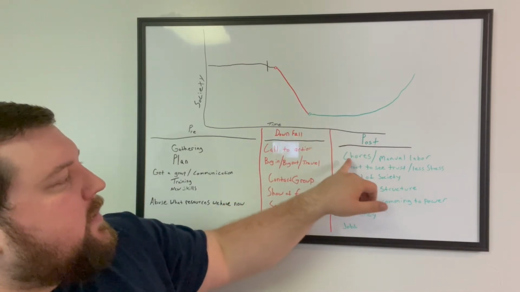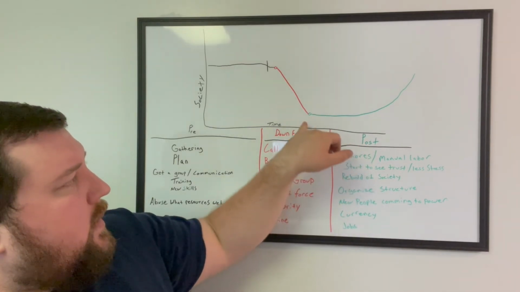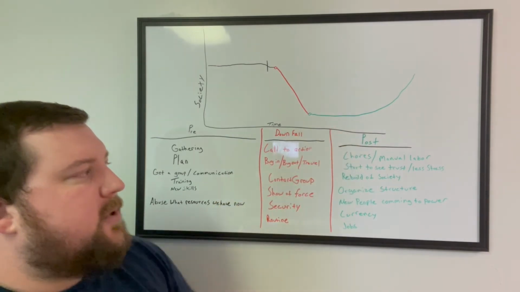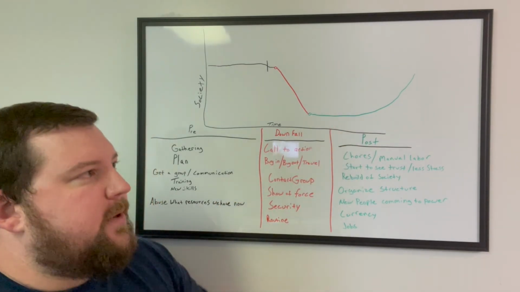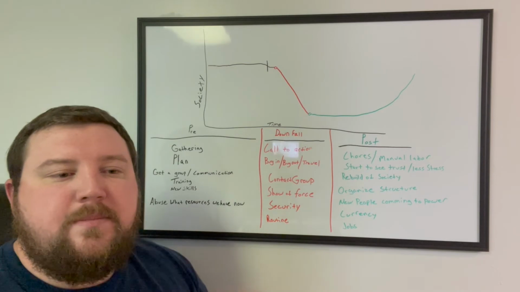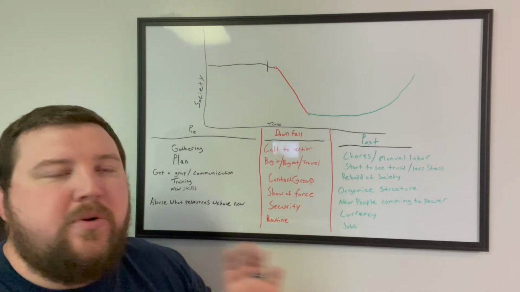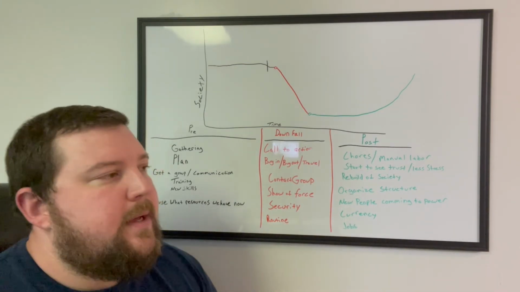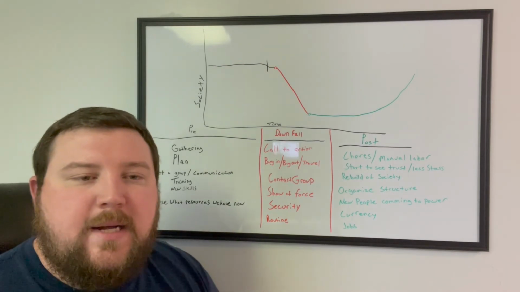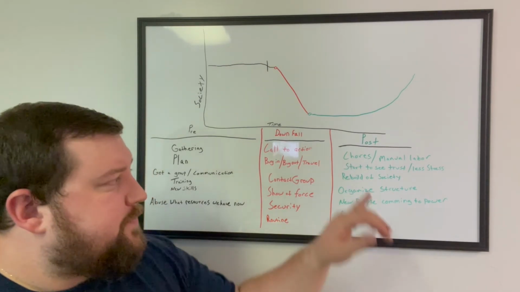So the post we're going to start to see at this point, you're going to be doing a lot more chores and manual labor. You're going to be in that garden. You are going to be physically moving things yourself. You're going to be walking from A to B. You're going to be having folks do things themselves now.